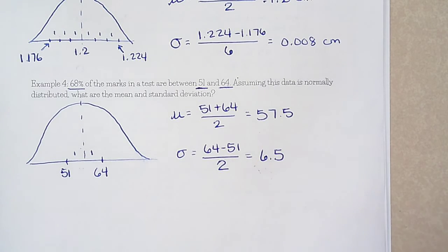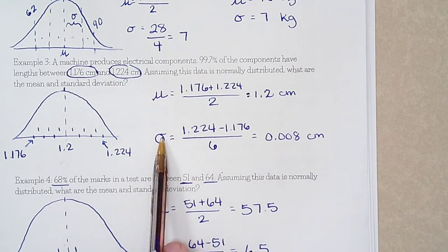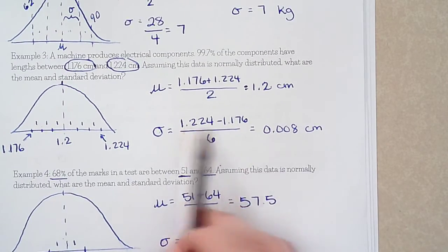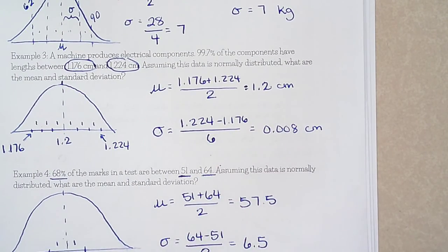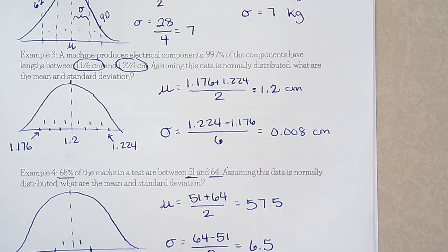So there are your notes for 10.6. Standard deviations and normal curves can be a little confusing, but if you just remember to follow your formulas where you add and divide by 2 and then subtract and divide by the number of standard deviations, you should be good to go. Let me know if you have any questions.